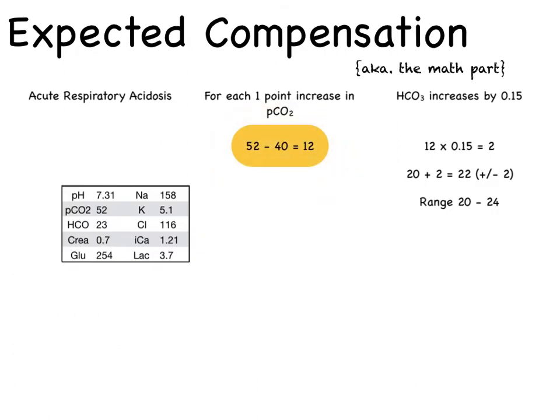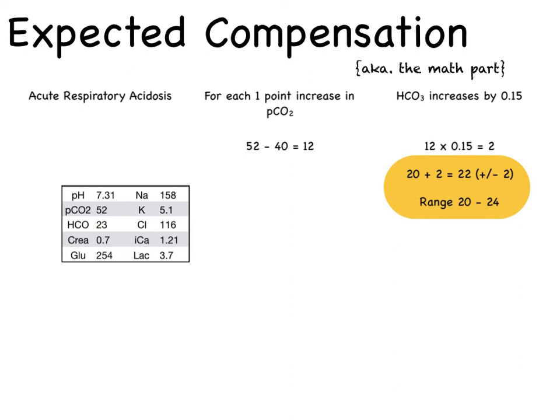Step 1 is to see how much the CO2 has changed from normal. A normal CO2 is about 40, so we're going to subtract 40 from our patient's measured CO2 of 52. That gives us a change of about 12 points. So, for every 1 point change in the CO2, the bicarb should change by 0.15 points. We multiply 12 times 0.15, and we'll round the answer to the nearest whole number, which is 2. So we think the bicarb should go up by about 2 points in response to the abnormal CO2. Normal bicarbonate is about 20, so we add 2 to 20 and get 22.